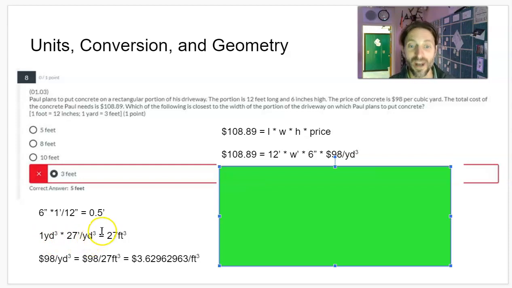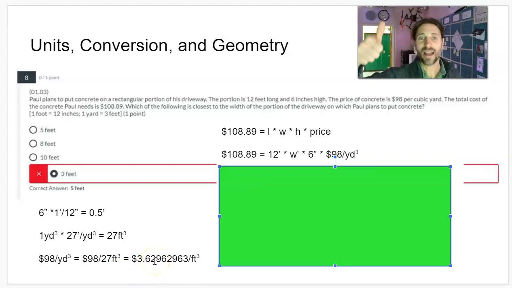What does that have to do with the price? Well, I substitute 27 cubic feet for 1 cubic yard, and then I divide 98 by 27, and I end up getting a price of 3.629. It's a decimal that goes on and on. Please leave this number in your calculator. Try not to truncate it. Keep it as long as possible. Rounding is essentially your last step.